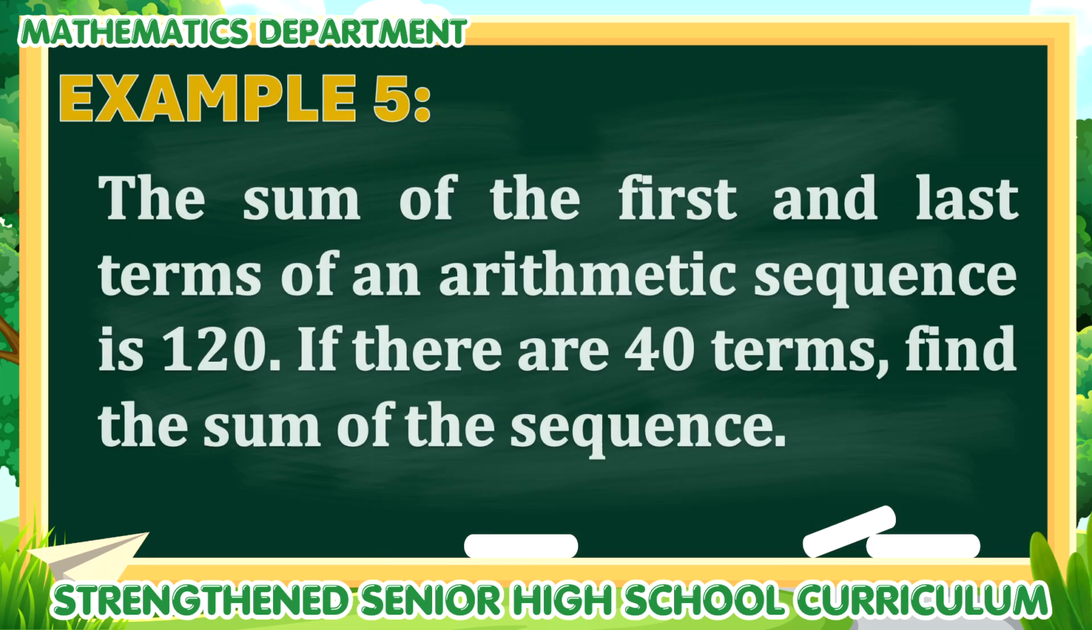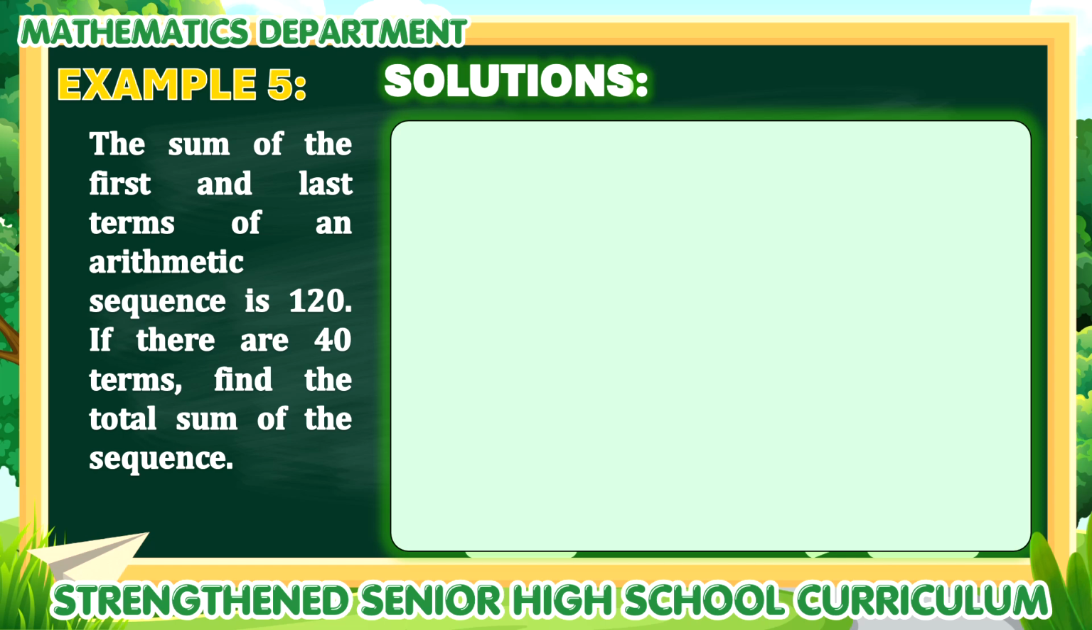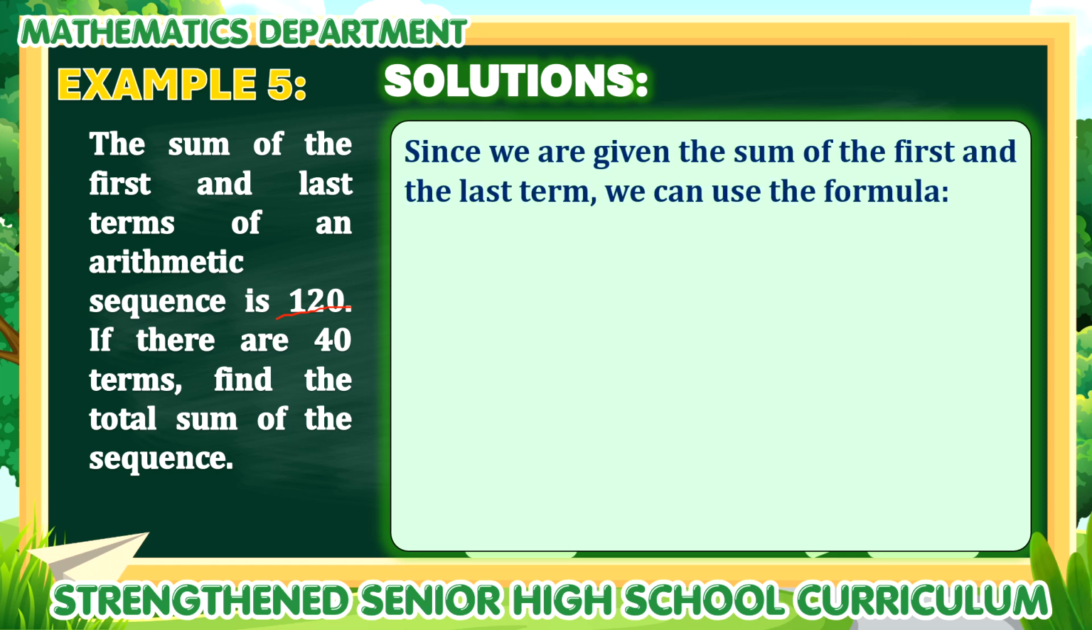For our last example, the sum of the first and last terms of an arithmetic sequence is 120. So if there are 40 terms, find the sum of the sequence. Now, in this given problem, we don't have our first term and our last term, but we are given the sum of our first and last term, which is 120. So with that information, we can use our first formula.